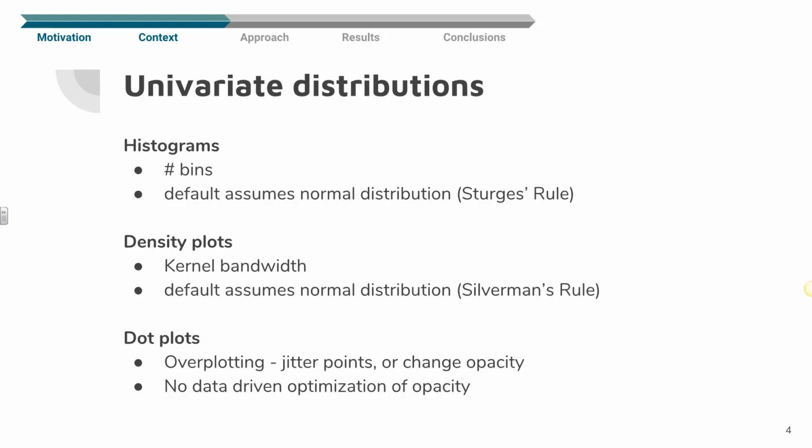And then second is density plots. Kernel bandwidth is the parameter of interest for these. Again, the default rule of thumb assumes a normal distribution for these. And then dot plots, which is just a single point representing each data point along one dimension. So these are one-dimensional distribution plots.